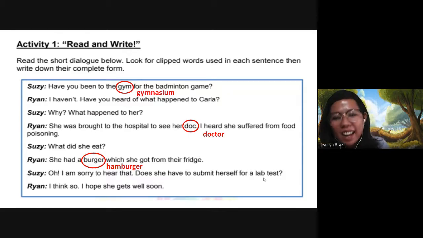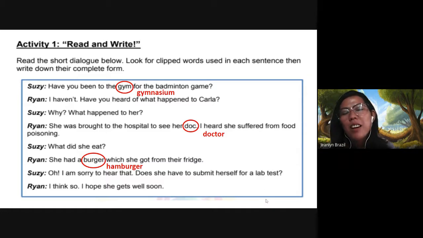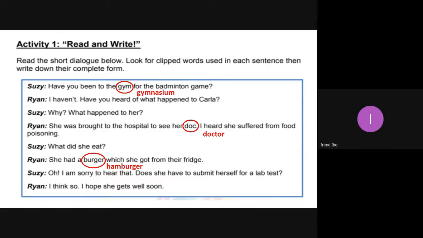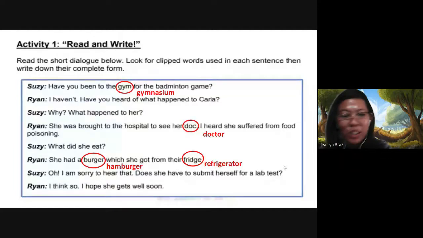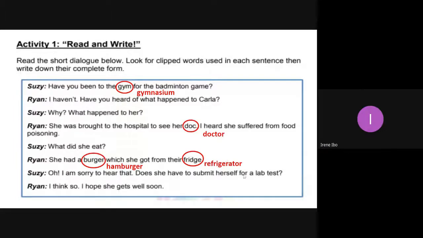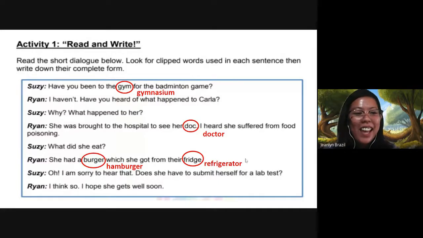Precious, what's the second clip word here? The second is fridge. The original word is refrigerator. Okay, second original word is, oh, that's correct, fridge and refrigerator. Can you please read again this word, the original word of fridge, Precious? Refrigerator. Okay, thank you.